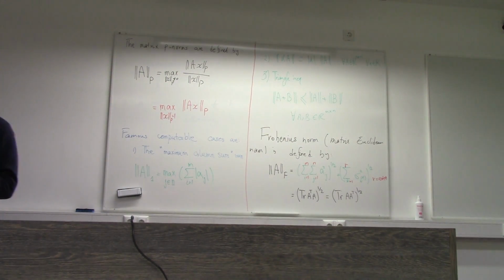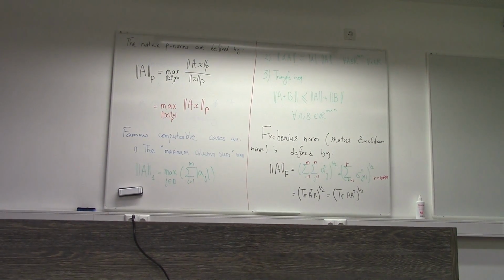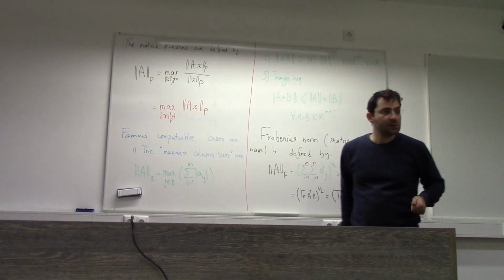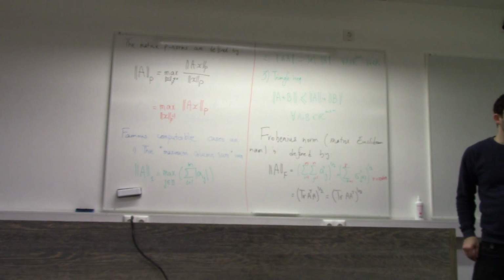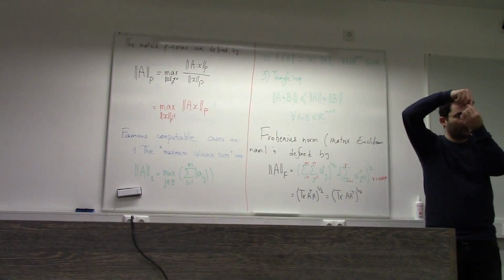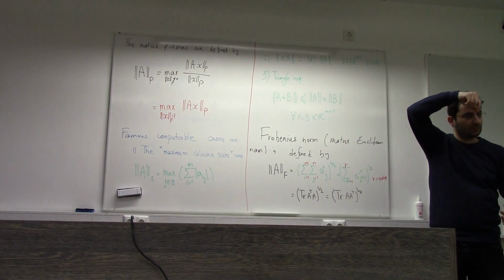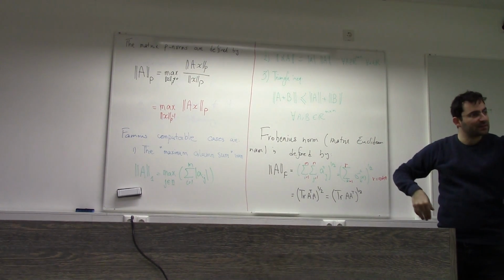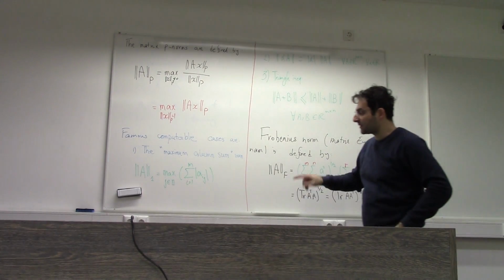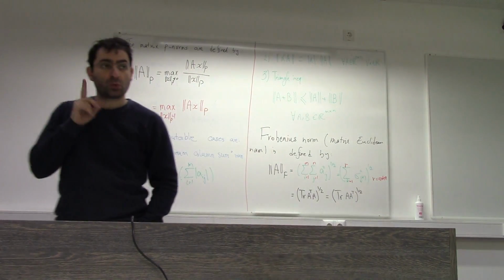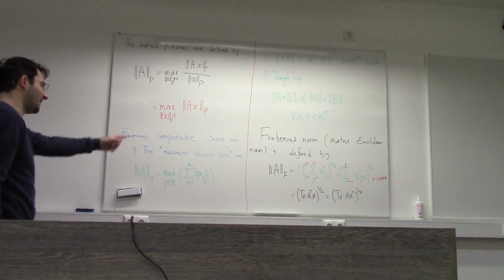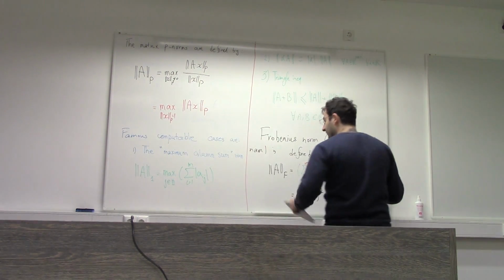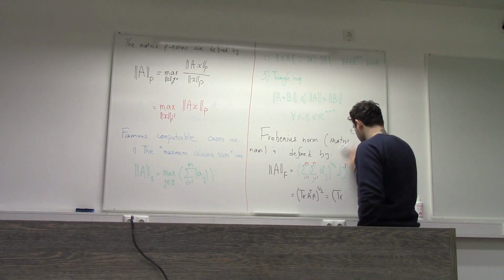So what we do for each column, we add the absolute values of all the elements, and then we see which one has the maximum result, and that result is the norm 1 of our matrix. This is called the maximum column sum also. So norm 1 of a matrix is called the maximum column sum.